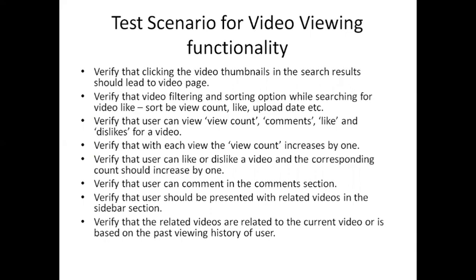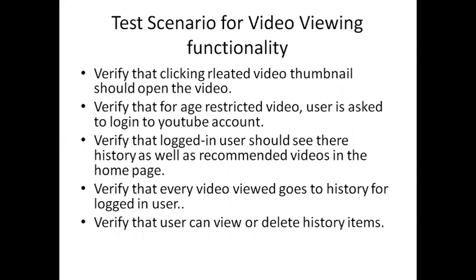Then verify related videos are related to the current video or based on the past viewing history of the user. Let's say you are watching some videos on some software testing topics. So again, you will get all those relevant videos on software testing only as per the YouTube algorithm. Then verify clicking related video thumbnail should open that video.